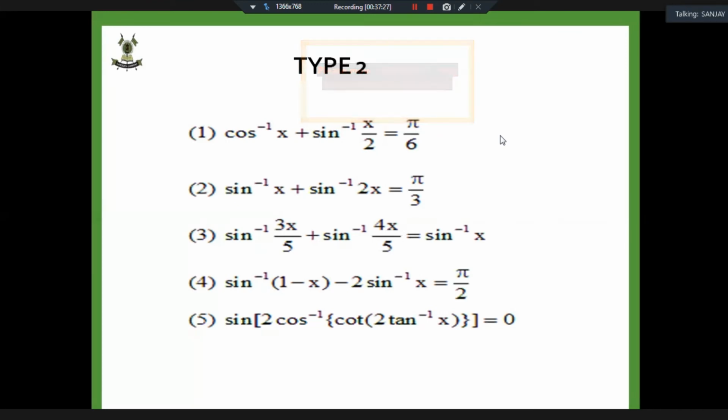One student is asking, why do we not consider the minus half answer? Because if you put minus half, the right side is pi by 3. That means the first quadrant. In the first quadrant, we have a problem.